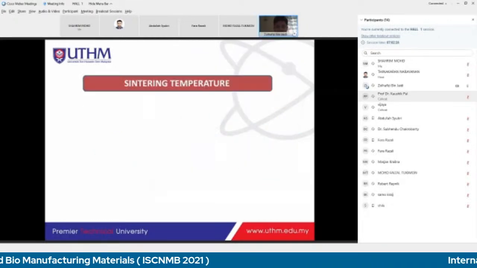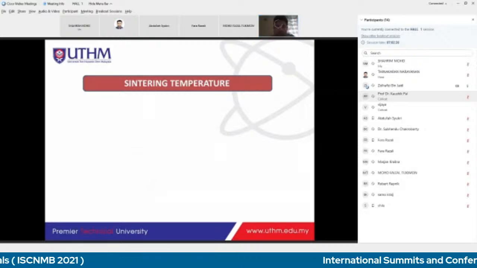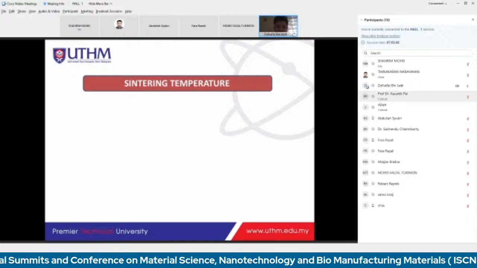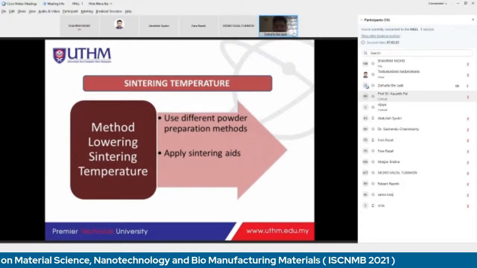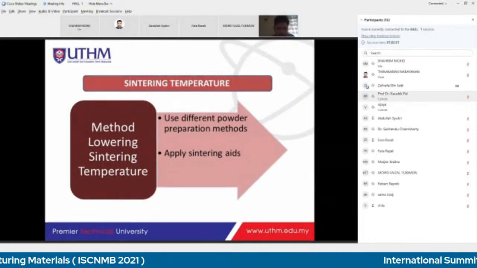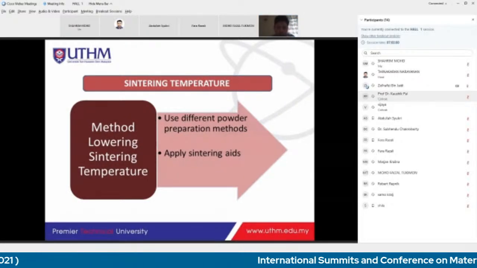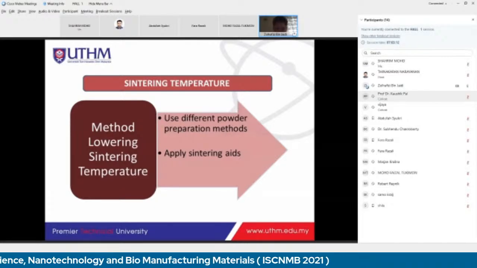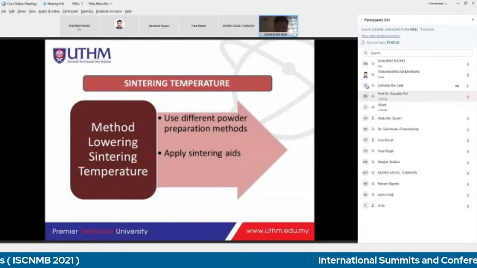Sintering is the process of bonding particles into one solid mass by using a combination of pressure and heat without melting the materials. To lower the sintering temperature, there are two methods. The first method is by using different powder preparation methods, such as hydrothermal synthesis, oxalate co-precipitation, chemical combustion vapor system, and mechanical milling. The purpose is to decrease the starting particle size, enabling densification at lower heating temperature because of the increased driving force of sintering.